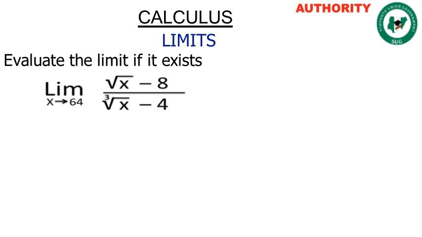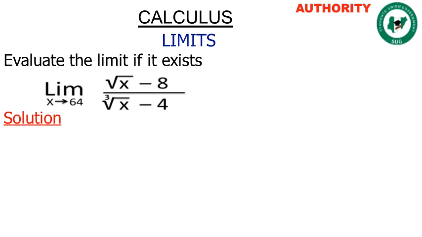of square root of x minus 8, all over cubic root of x minus 4. So this is what we are asked to solve. If we insert 64 wherever we see x, we are going to have 0 over 0, so we want to avoid this. What can we do? Now let's go.